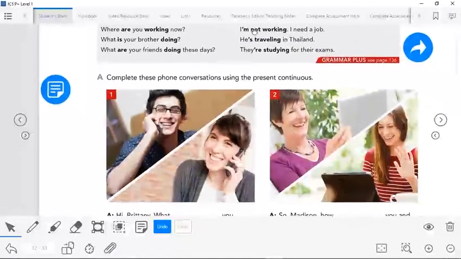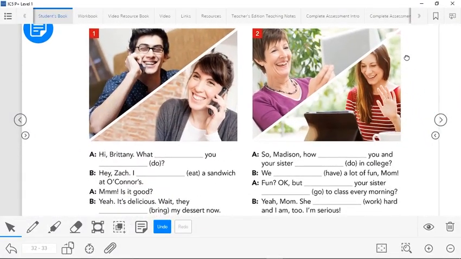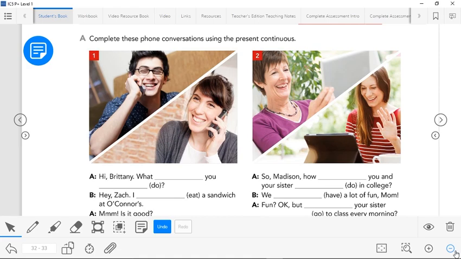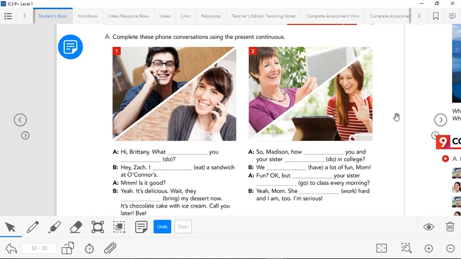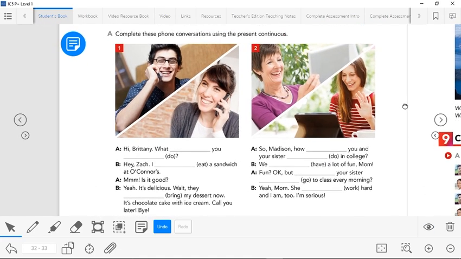And to practice this, we're going to be looking at these conversations, and you're going to be completing them with the correct verb in continuous. Remember that for the verbs, you add -ing to the word, and the other part is just the normal grammar that you should have known, okay? So take your time to complete this, and then we check. Okay, you finished? Now, let's check.